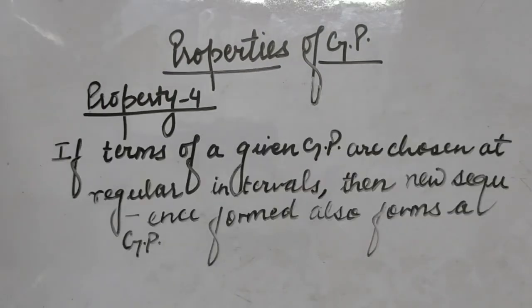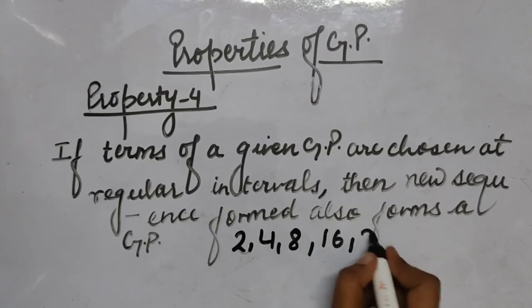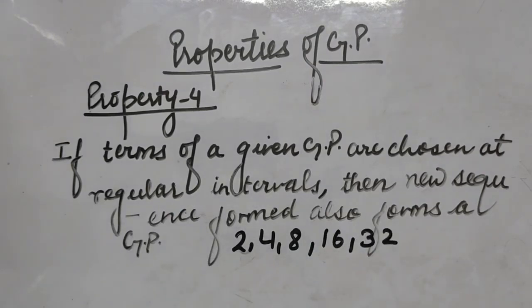Yes, students, what is our property number 4? Property number 4 says, if the terms of a given GP are chosen at the regular intervals, then the new sequence formed also forms a GP. Suppose, students, we have a GP like the same example I am giving over here, 2, 4, 8, 16, 32. As we know, it is a GP where common ratio is equal to 2.